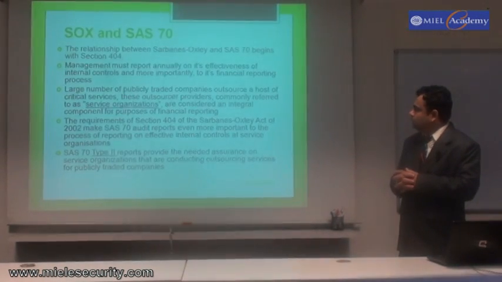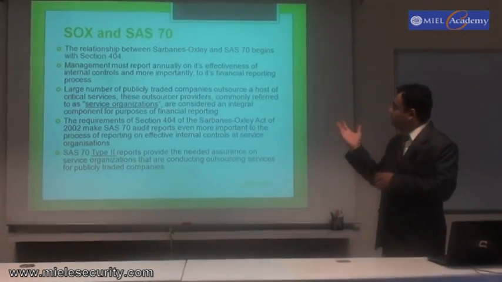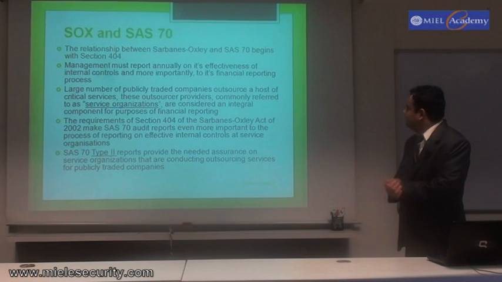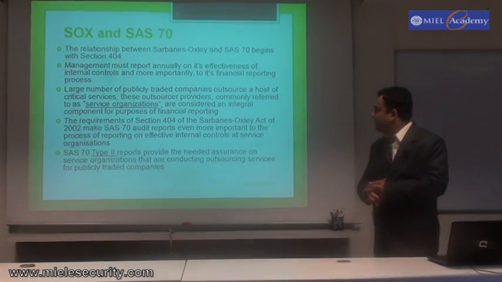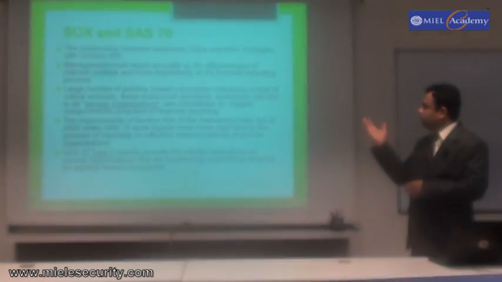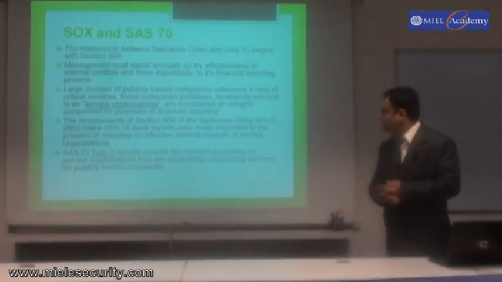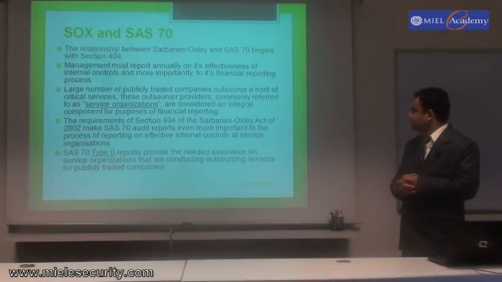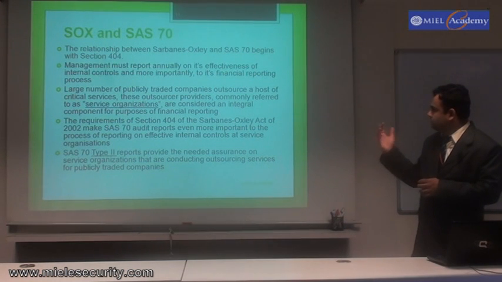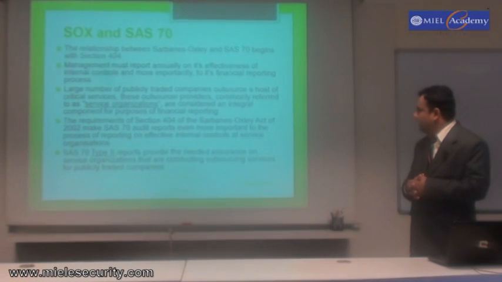Because of SOX, management must report annually on the effectiveness of internal controls, and more importantly, its financial reporting process. So again, as I said, a large number of publicly traded companies in the US outsource a host of critical services, and these providers, which they call service organizations, are considered an integral component for purposes of financial reporting. So basically it all started with SOX. It makes SAS compliance more important to the process of reporting on effective internal controls at service organizations.